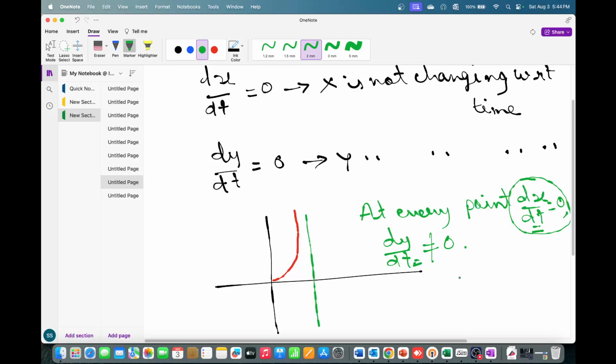Understood? Yes. Okay, right. Cool. So we can say the model always should be in a steady state or like that.